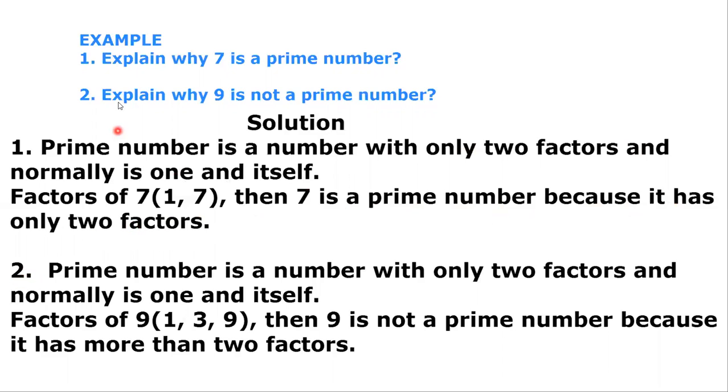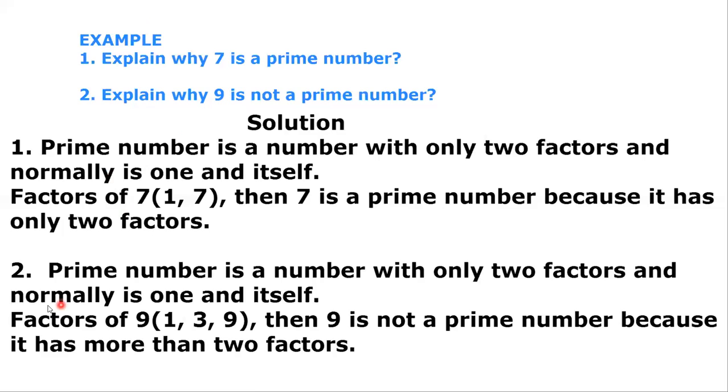Next, explain why 9 is not a prime number. Be careful with that. Only factors can determine whether a number is a prime. Some people say numbers like 9 and 21 are prime numbers, but the factors will tell you that they are not prime numbers.